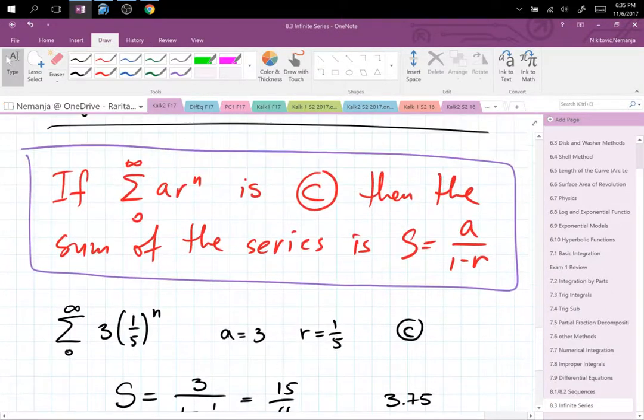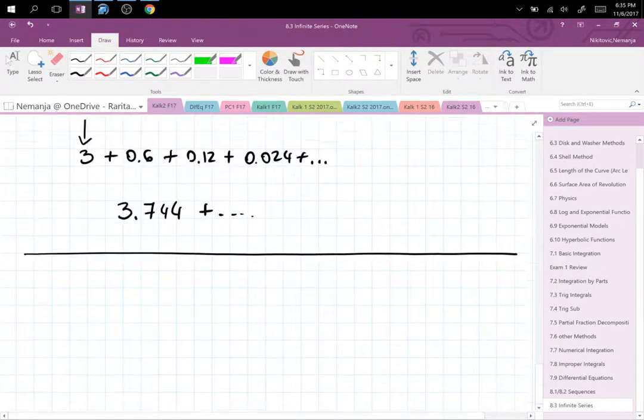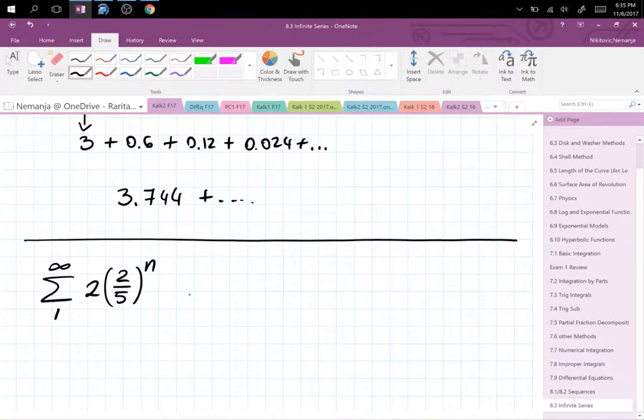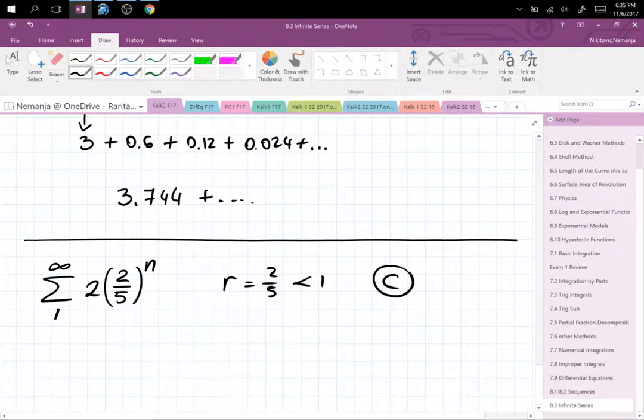Now, what we have here is, let's do another example. So summation, let's say 1 to infinity of 2 times 2/5 to the n. Converge, diverge, what is it? Converge. Because r is equal to 2/5, and that's less than 1, so we have a convergence. What does it converge to?